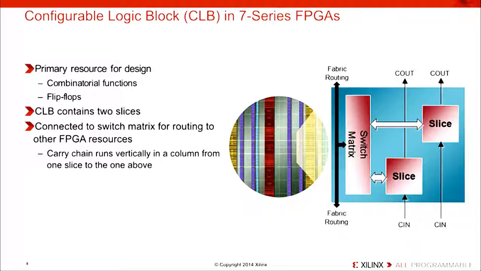And then there is a switch matrix that allows you to connect between the slices, and then it will allow you to connect to the adjacent CLBs or CLBs across the chip, and that is through the fabric routing.